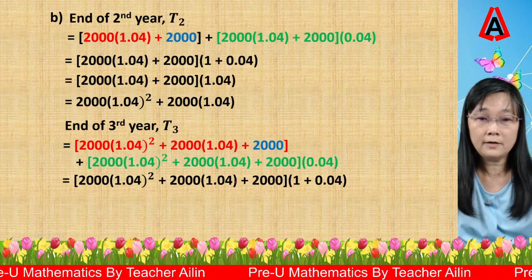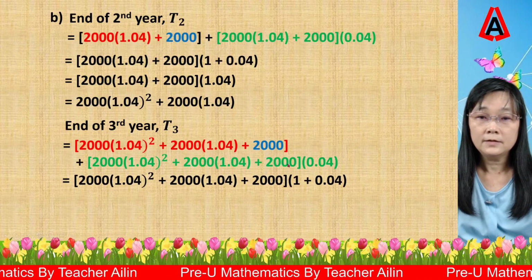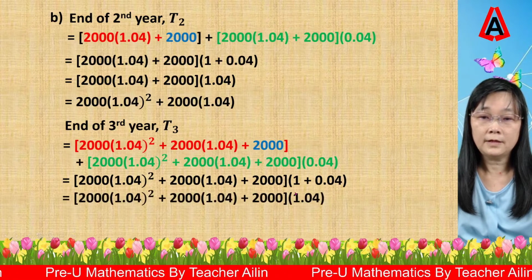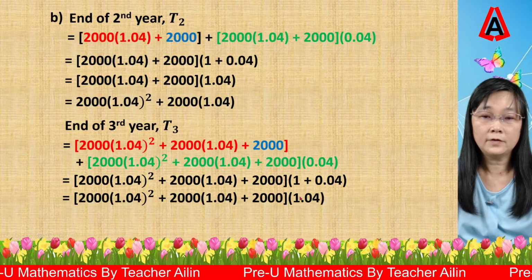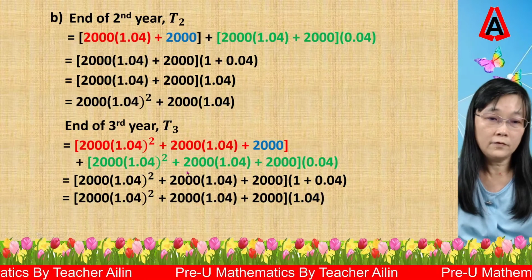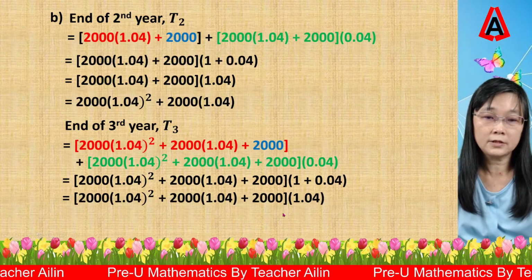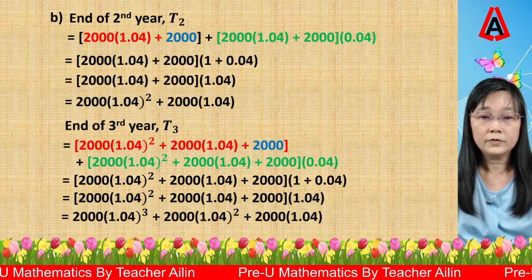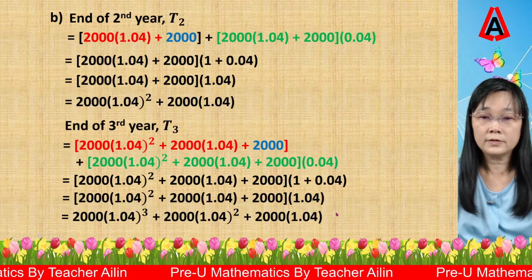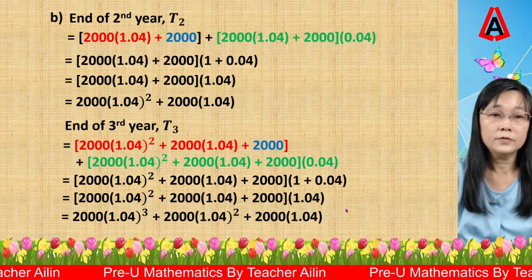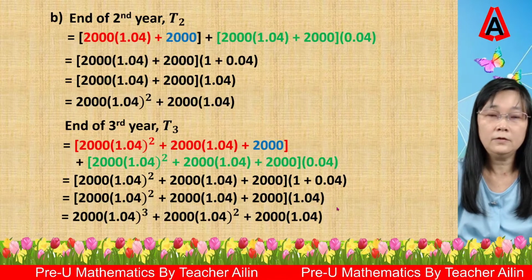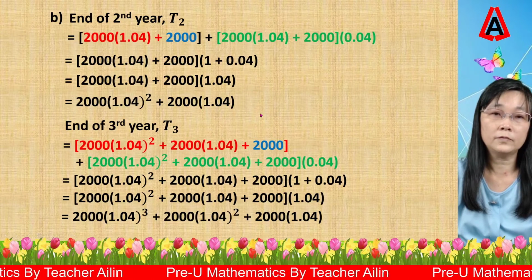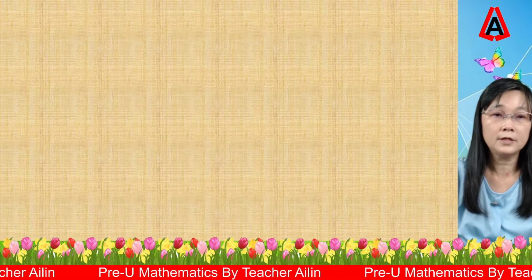We factorize out. Then here we have 1 plus 0.04. Then we get 1.04. Then after that, this 1.04 will expand to each term here. Then we will get 1.04 power 3, 1.04 power 2, and 1.04. Now up to year number 3, we can already see how the number changes from year 1, year 2, and year 3.